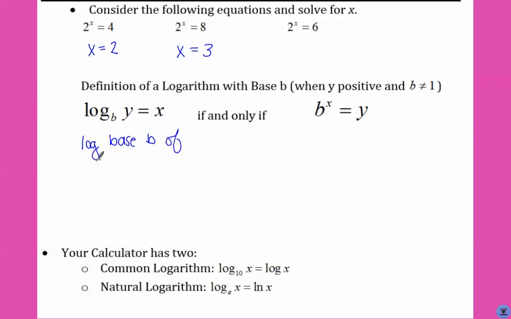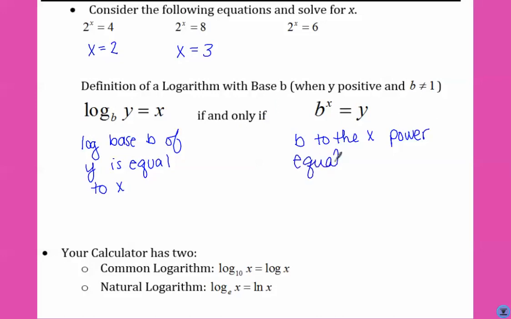of y is equal to x, if and only if b to the x power equals y.